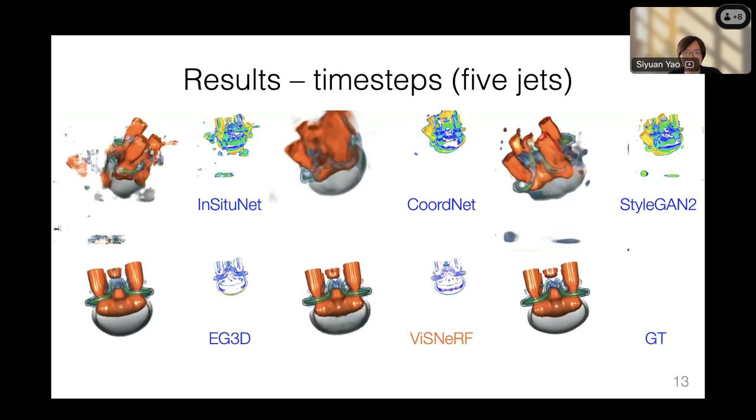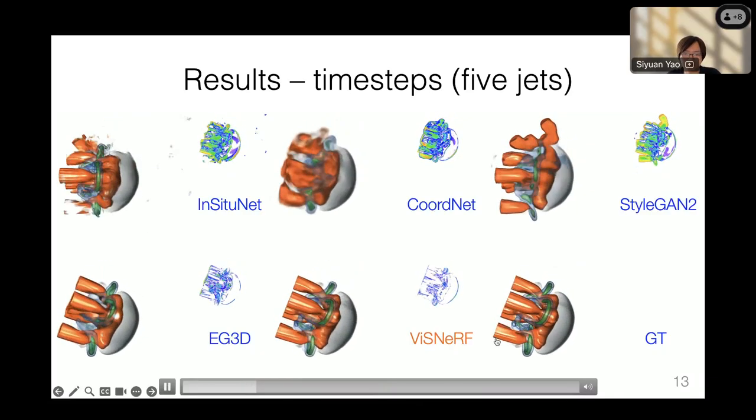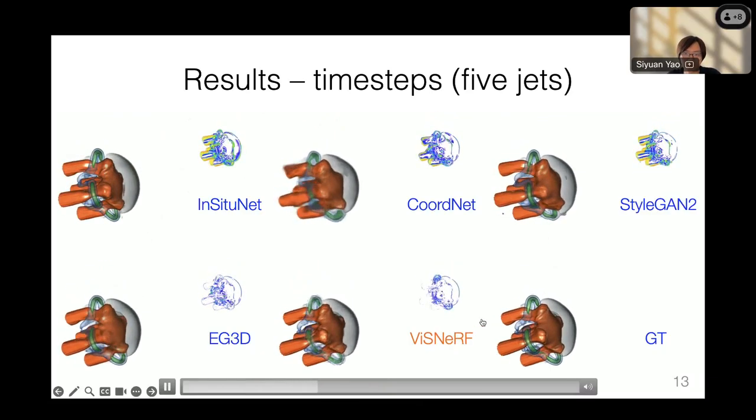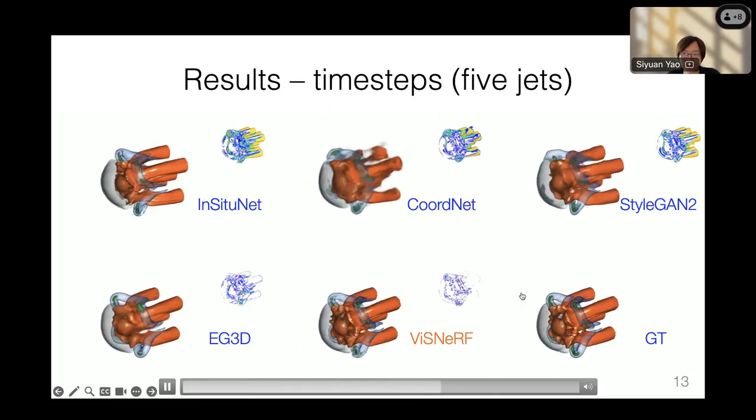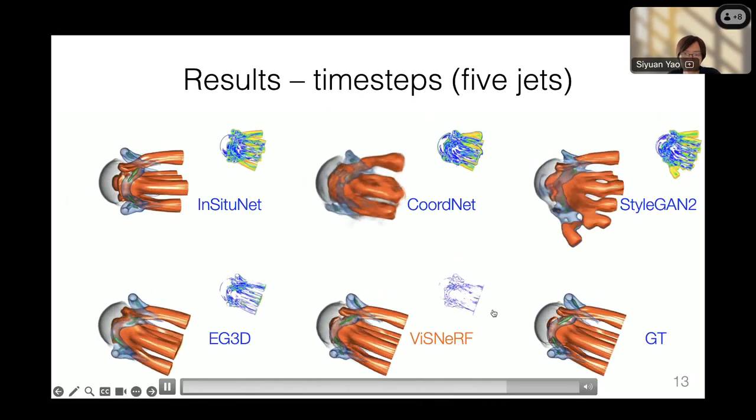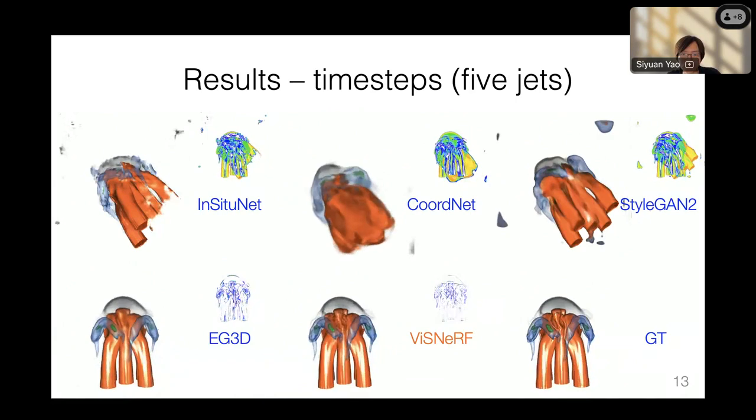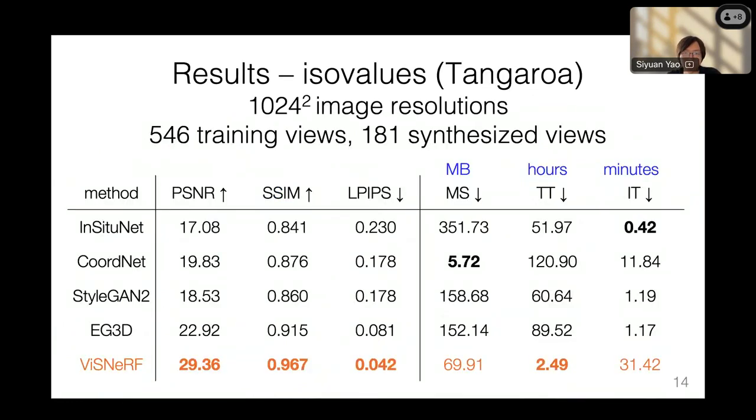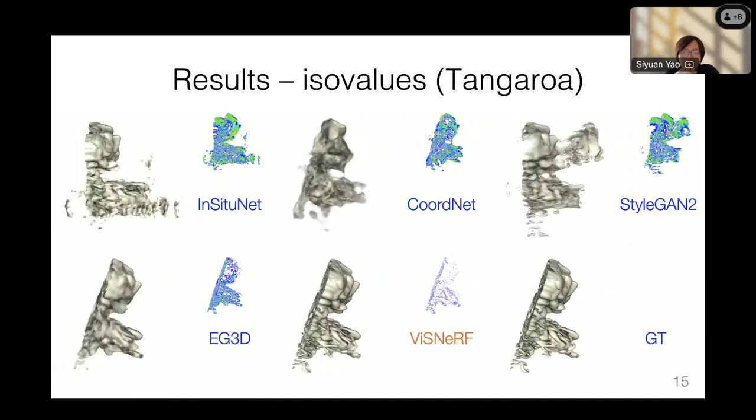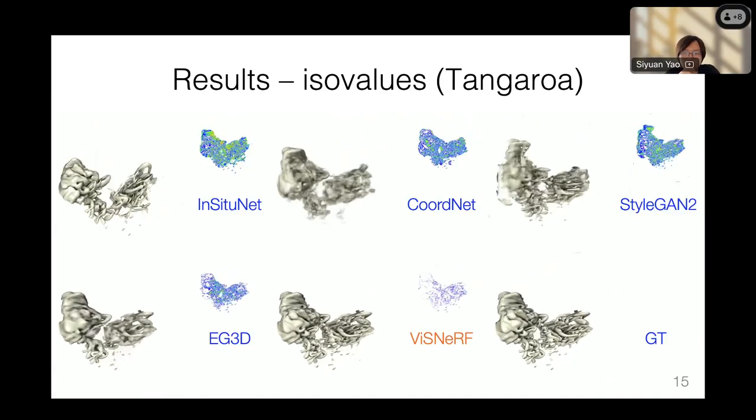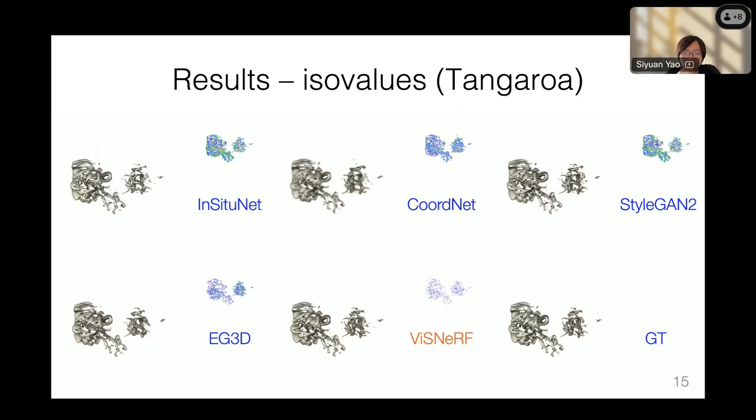From this example, we are able to see that VisNerf generates the result closest to the ground truth and is very consistent in different views in this animation. Similar results we can also conclude when we use this for interpolating between different ISO values using the Tangaroa dataset. And for the qualitative comparison here, we're also seeing the least errors in all views among these methods.